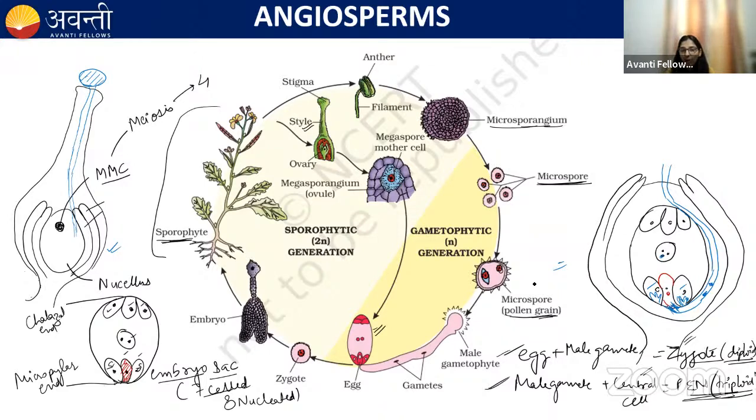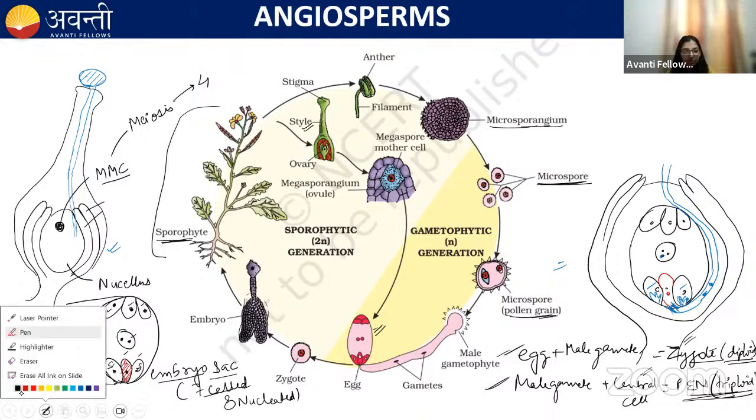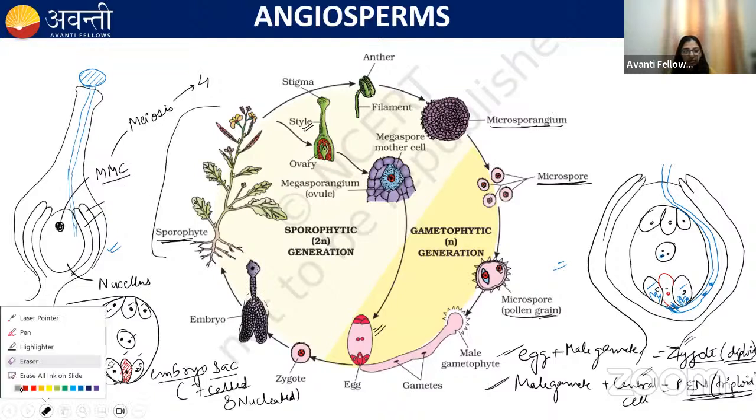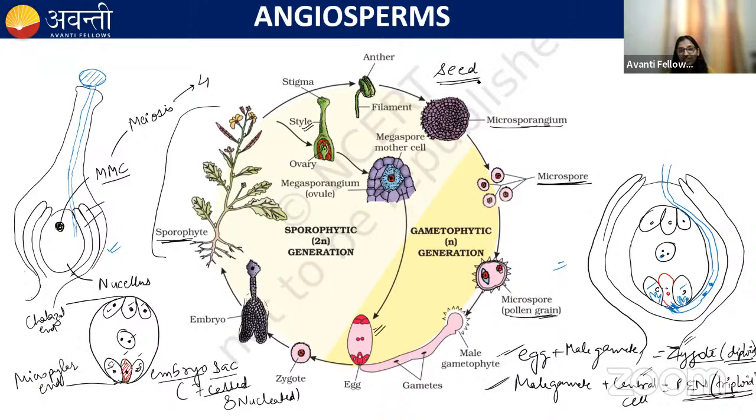After formation, the zygote undergoes mitotic division and will produce the embryo. Okay. And the mature ovule will now form the seed. And the seed in case of angiosperm has two parts: the seed coat and the embryo. And the embryo consists of the embryonal axis and the cotyledons. Okay, this embryonal axis has the plumule part and the radicle part. Plumule will form the future shoot and the radicle will form the root. This is how the new individual is formed in case of angiosperm. This is the whole life cycle of angiosperm.